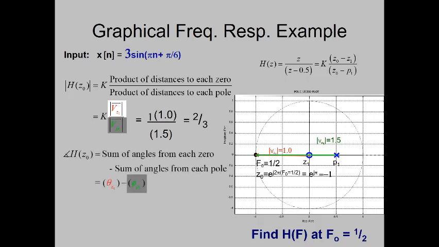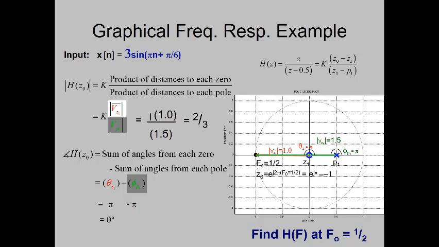My total phase angle is the angle from this zero back over here, which is pi. And actually, pi is also the angle from the single pole, I'm sorry. And so we get an angle of 0 in total. So we got the same response values from this graphical method that we got by plugging z equals -1 into H of z.